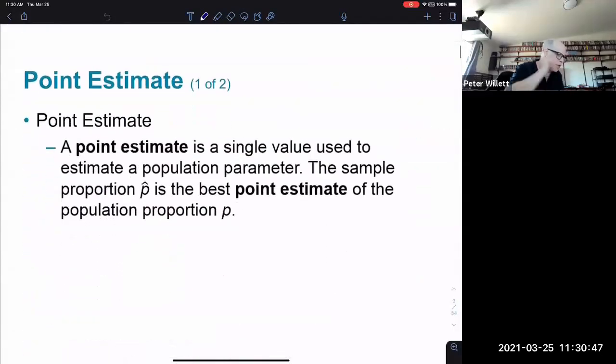All right, so the first thing that they introduced, this idea of a point estimate. The point estimate is a single value used to estimate a population parameter, like 46%. The sample proportion, remember the little hat above means that's the proportion of your sample, is the best point estimate of the population proportion P. Now keep in mind, the larger your sample, the better that estimate will probably be. But in general, once you have a sample, if you're curious about the population proportion P, the best estimate you could make for that would be to just look at the proportion from your sample.